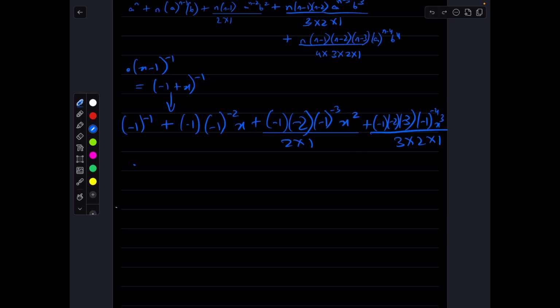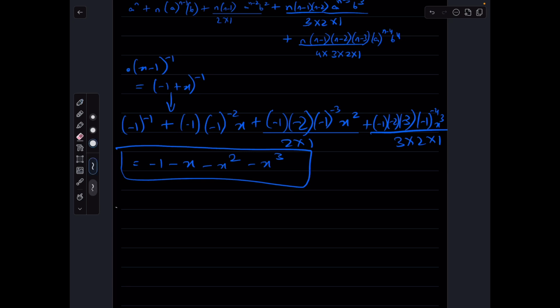Thus, I'll get 1 minus, rather wait, this would be minus 1, this would be minus x, this would be minus x square, and I'll have minus x cube, and this is my answer.